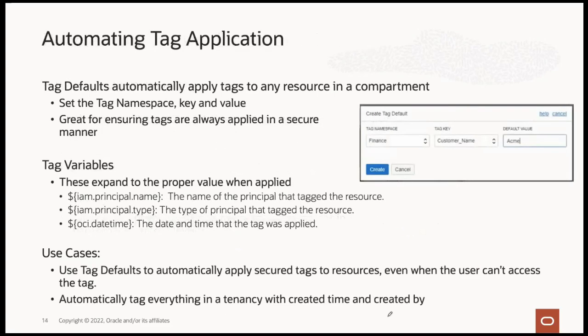Right. So going into tag application. So tag defaults let you specify tags that are applied automatically to all resources at the time of creation in a specific compartment. So it really just allows you to ensure that appropriate tags are applied at resource creation without requiring the user creating the resource to have access to your tag namespaces.